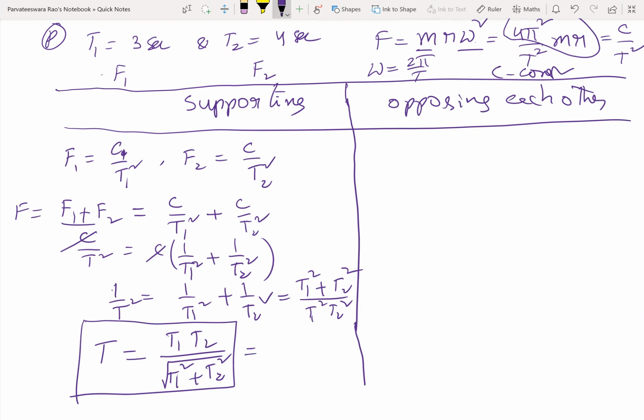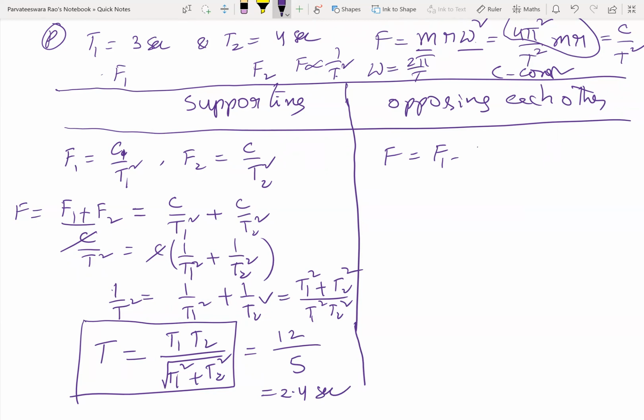T1 into T2, 12, by root of 3 square plus 4 square, that is 5. So 2.4 seconds. Opposing each other, F is equal to C by T square. So F varies inversely as T square. Lesser the time period, more will be the force.